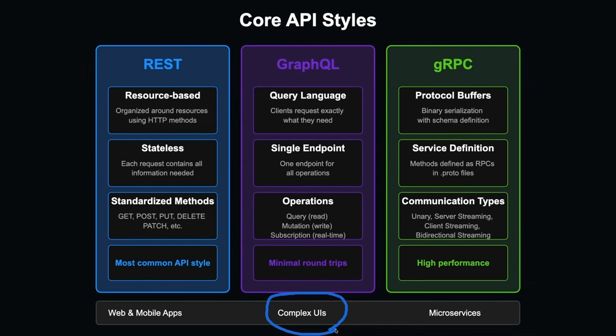So wherever you have some complex UIs where on one page you might need different data, on another page you might need some other complex nested data. In these cases, GraphQL is the better choice over RESTful APIs.